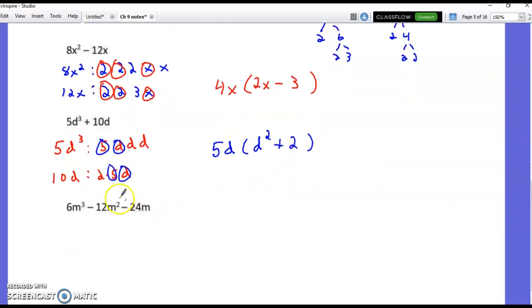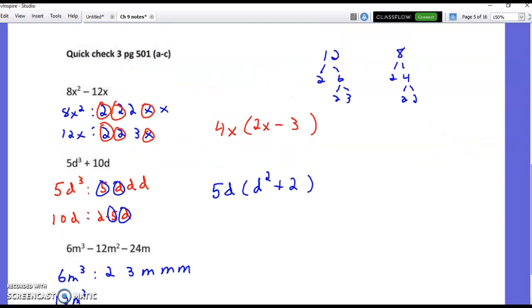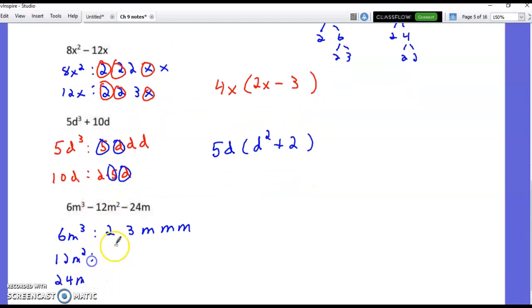All right, pause this. Again, try this one on your own. But I'm going to go ahead and start doing it. So we have 6m to the third, 12m squared, 24m. So 6 is 2 times 3, so 2, 3, and 3 m's. 12, well, we've already done 12, so it's still up here. 2 2's and a 3. So 2, 2, 3, and then 2 m's.